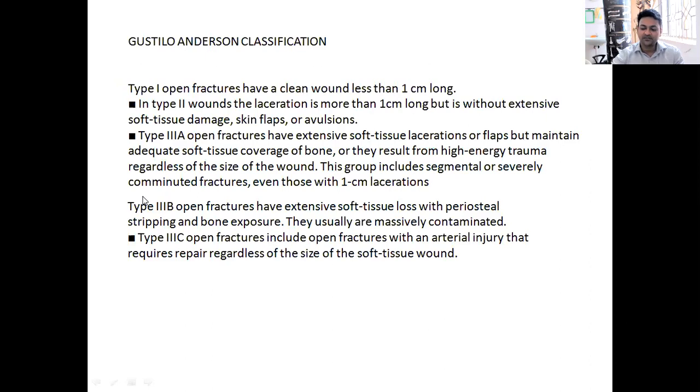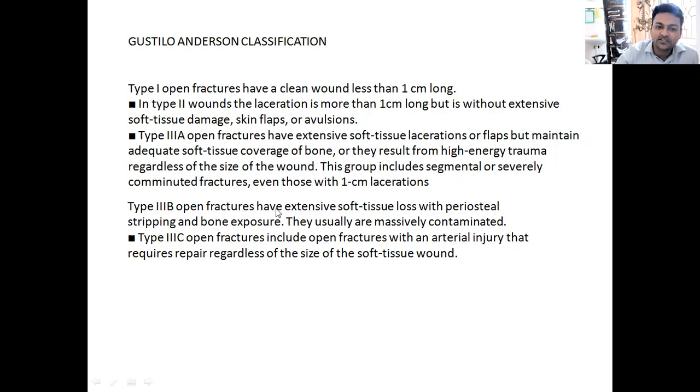Now there are certain classifications for the open fracture. One is the Gustilo-Anderson classification, where type 1 open fractures have a clean wound less than 1 centimeter long. In type 2, the laceration is more than 1 centimeter long, but without extensive soft tissue damage, skin flaps, or avulsions. Type 3A open fractures have extensive soft tissue lacerations or flap, but maintain adequate soft tissue coverage of bone. All of them result from high energy trauma regardless of the size of the wound. This group includes segmental or severely comminuted fractures, even those with a 1 centimeter laceration.